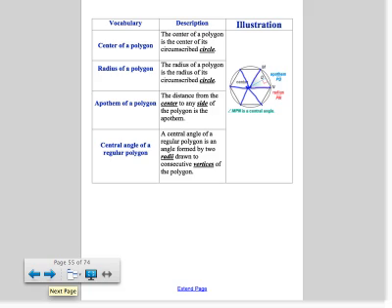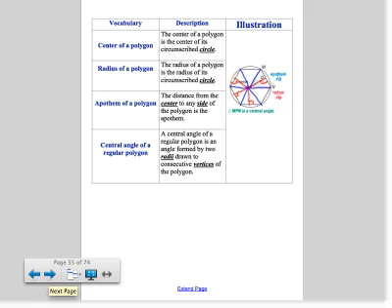The apothem, which is something a little bit different here, the apothem of a polygon is the distance from the center to any side. Remember, to go from the center to the side, it's got to be perpendicular to be the apothem. So this is also the apothem. If it's a regular polygon, all of these apothems are going to be the same length.